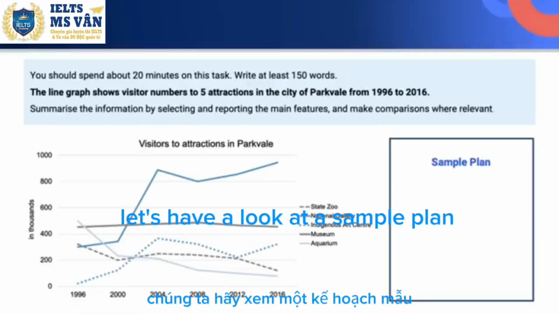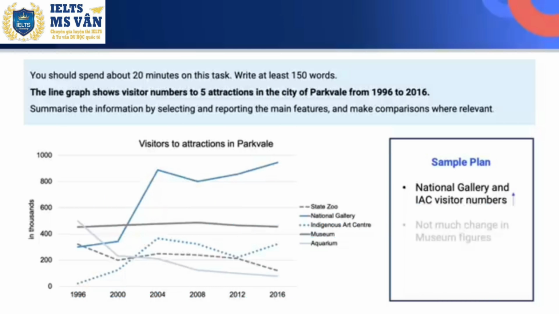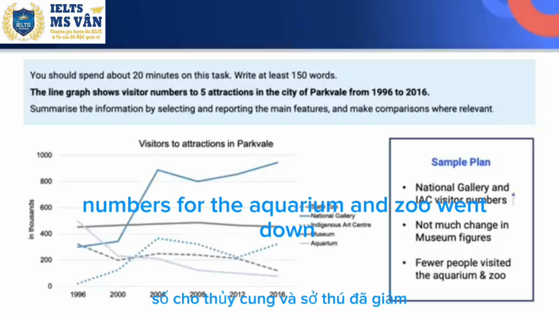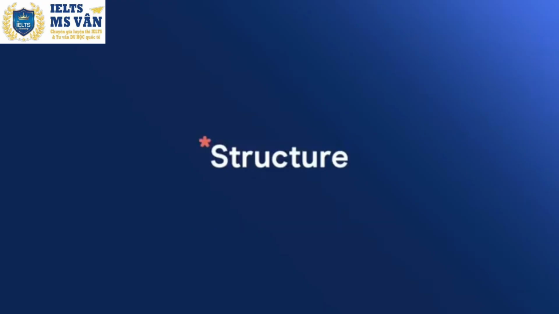Let's note some key points. The National Gallery and also the Indigenous Art Center numbers went up. There was not much change for the museum. Numbers for the aquarium and zoo went down. Fewer people visited. So we can utilize our time best by following a set structure.